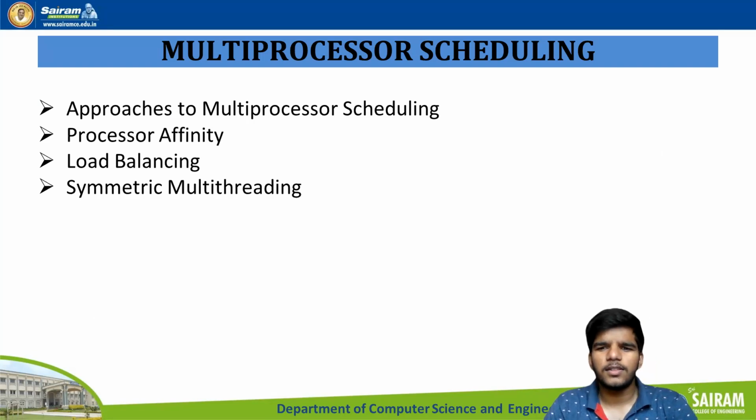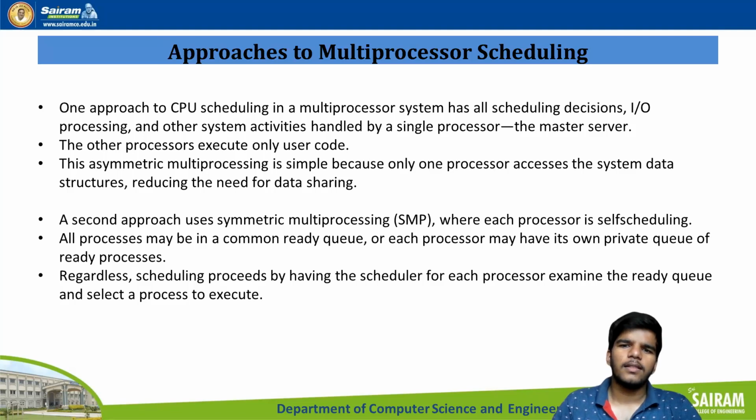In this multiprocessor scheduling, we are going to discuss four topics. They are approaches to multiprocessor scheduling, processor affinity, load balancing, and symmetric multithreading. There are two approaches in multiprocessor scheduling.